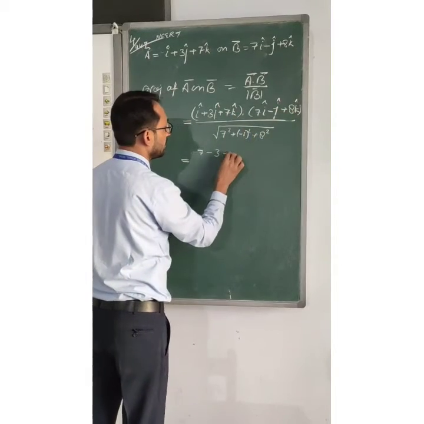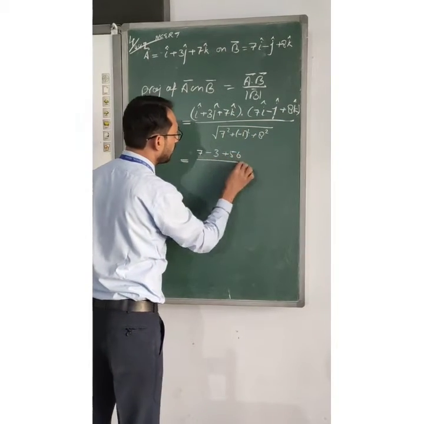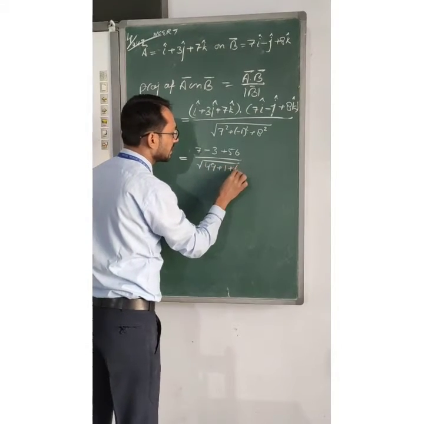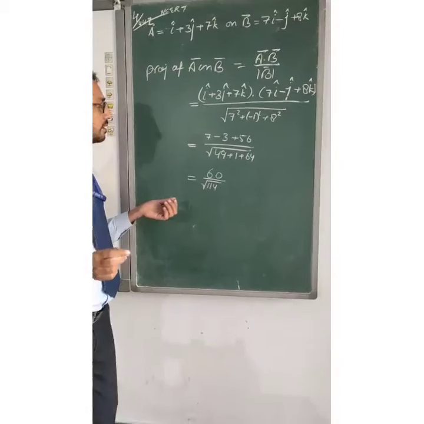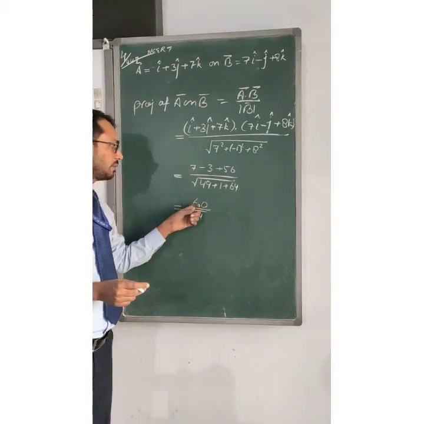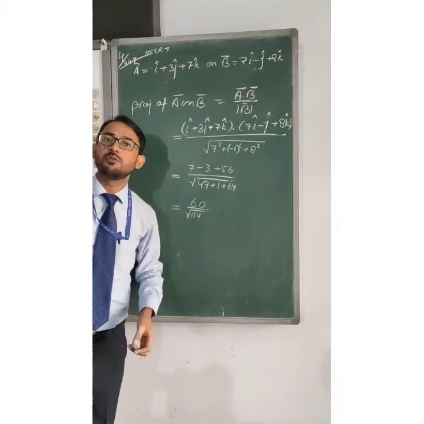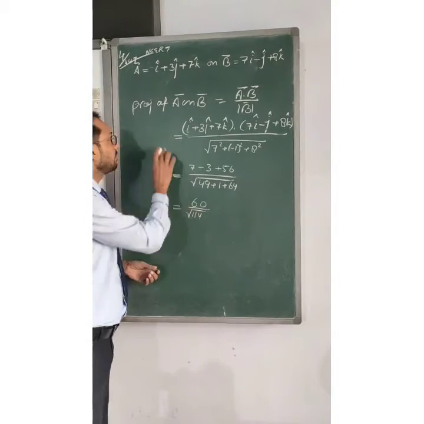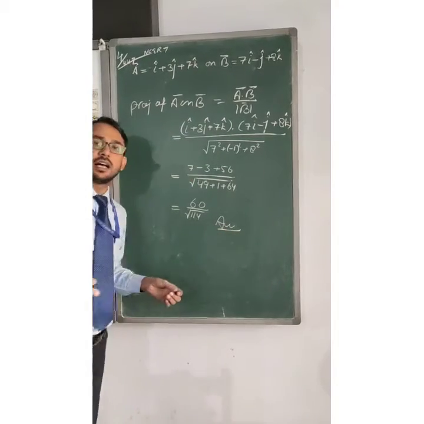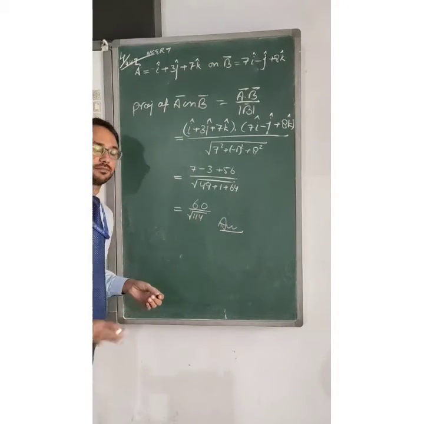7 into 8, 56, upon square root of 49 plus 1 plus 64. On simplification, we will get 60 upon square root of 114, and this will be the projection of A on B, which is the answer for the given question.